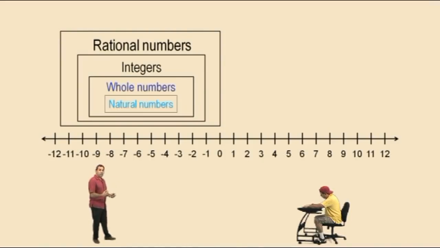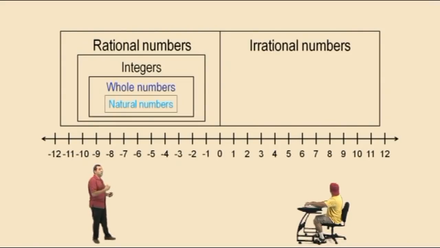Well, aside from the rational numbers, within the real number system are the irrational numbers, and these are not fractions. And we'll talk about those in a second here. For now, let's focus on rational numbers. Now, within the set of rational numbers are these integers, the whole numbers, and the natural numbers. Rational numbers, as I said, are basically fractions.